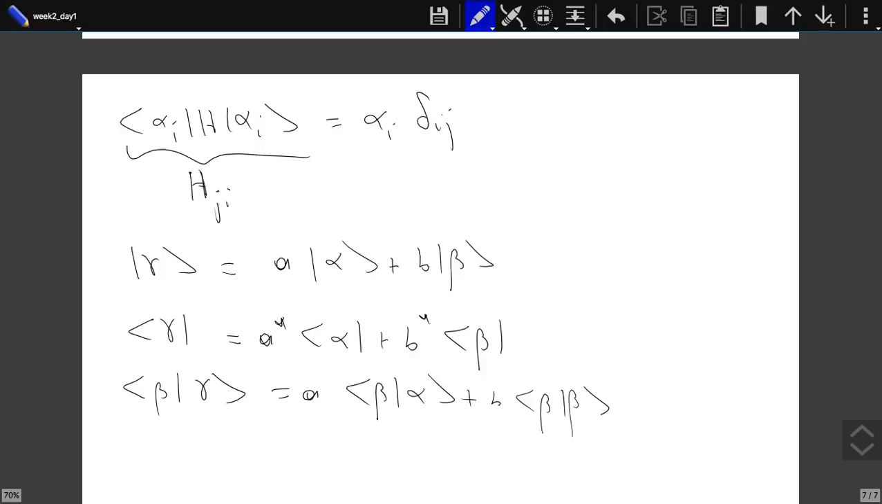So if you want to write the matrix representation of H, this is just alpha_1, alpha_2, etc., and all zeros everywhere else. This Kronecker delta tells me that the matrix elements are non-zero only if the row index and the column index are the same. But when the row index and the column index are the same, we are talking about the diagonal elements.